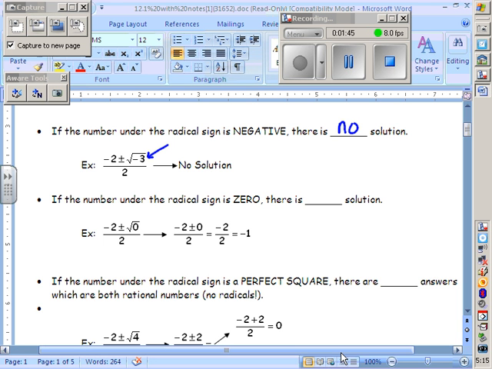So here's an example. This negative 3 is our discriminant. And so we know, because it's negative 3, that there's no solution. We do not need to work any further. When it's a negative number, we just write no solution.